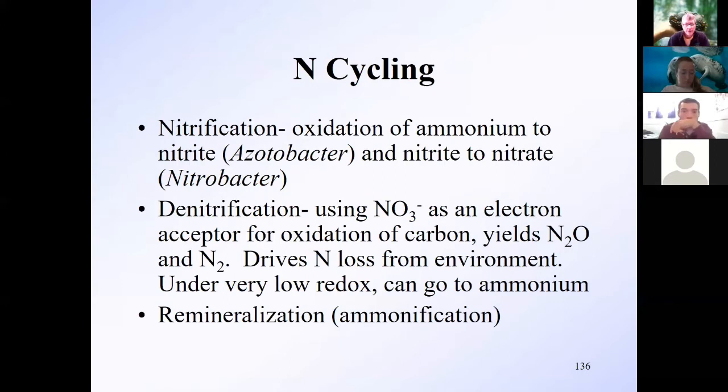So some other nitrogen cycling, we talked about nitrogen fixation. Nitrification is the oxidation of ammonium to nitrite and then nitrite to nitrate. And this only happens in environments that have oxygen in them. It is a chemoautotrophic process. That is, the organisms use the ammonium oxidation and the nitrite oxidation to generate ATP, and then they use that ATP to fix carbon dioxide to organic carbon. So it's a chemoautotrophic process.